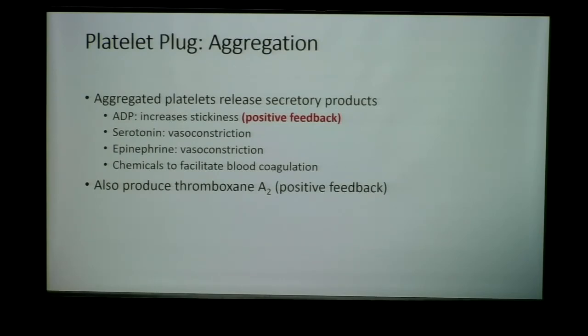Serotonin and epinephrine, which are also secreted by platelets, facilitate vasoconstriction. That's going to help with minimizing the blood loss. Then there's some other important chemical factors which we'll speak about going forward. These are basically plasma proteins that are really important in the coagulation process.